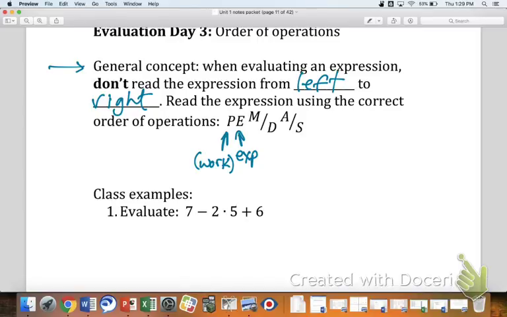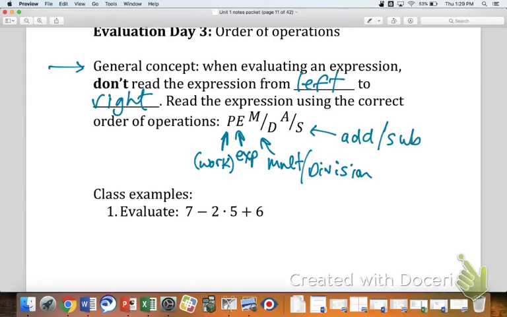What about the M and the D? What does that stand for? Multiplication or division. Yep, so once we get down to the multiplication division level, that's where we can go left to right. We should go left to right, especially with division. We've got to go in the order that it's presented. And what about the A and the S? Addition and subtraction. Yep, add or subtract as indicated.